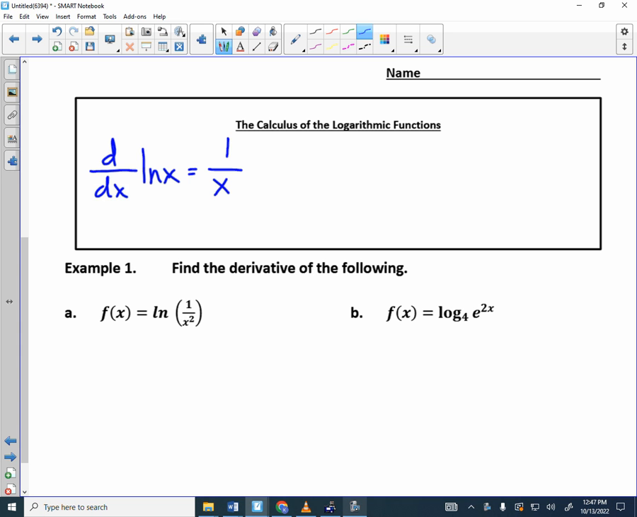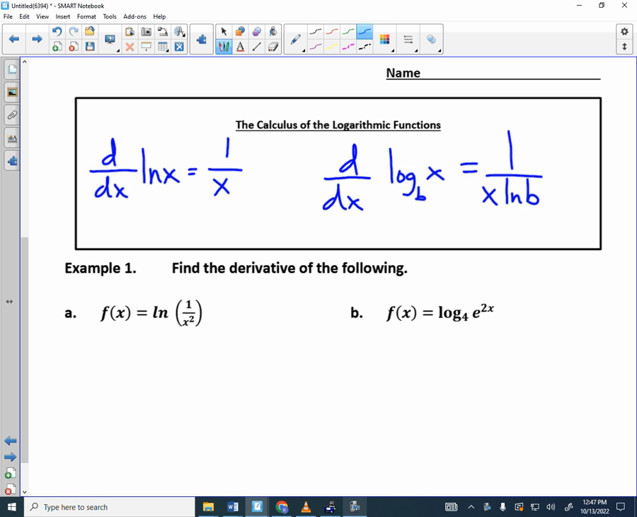Does it get more difficult? Obviously, a little bit. So what's the base of the natural log? E. If the base is different, if you have log base b of x, then the derivative is still 1 over x, times the natural log of b in the denominator. We're not going to deal very much with this one, and I will not put that one on your test.